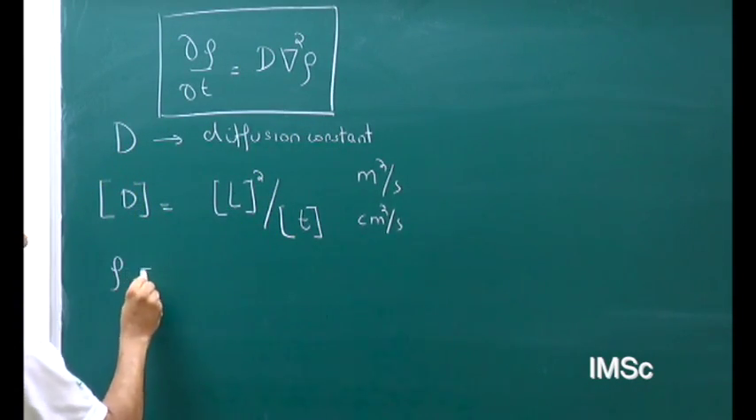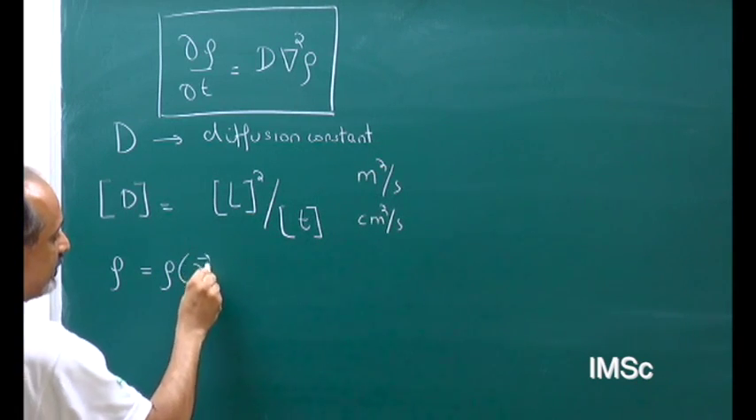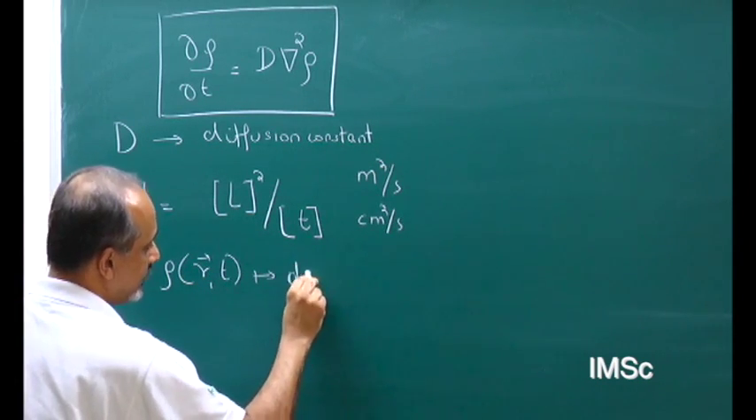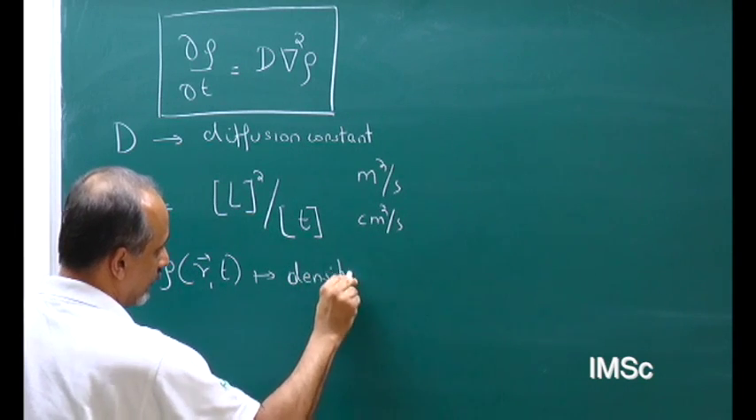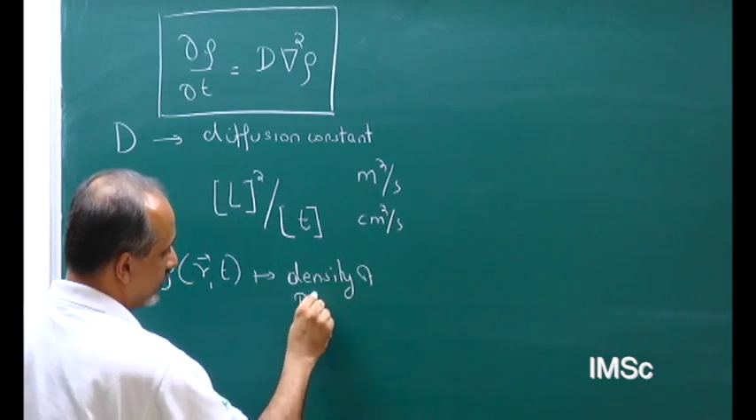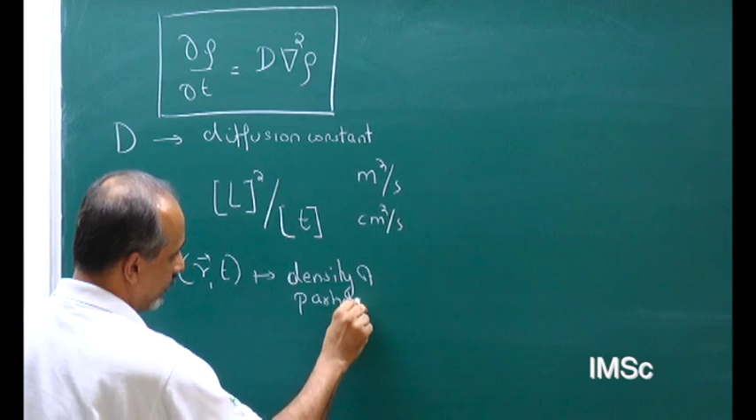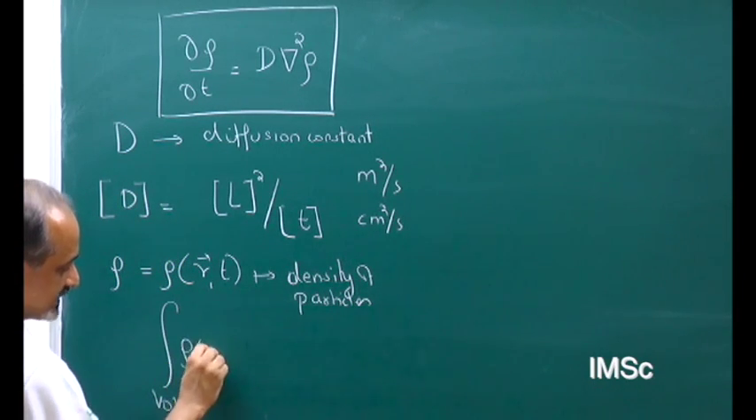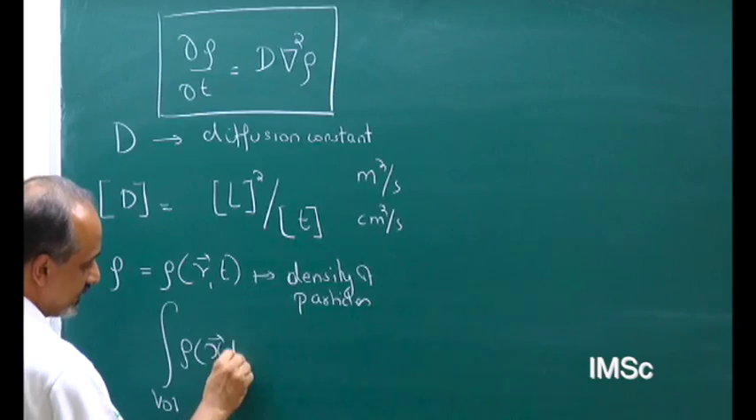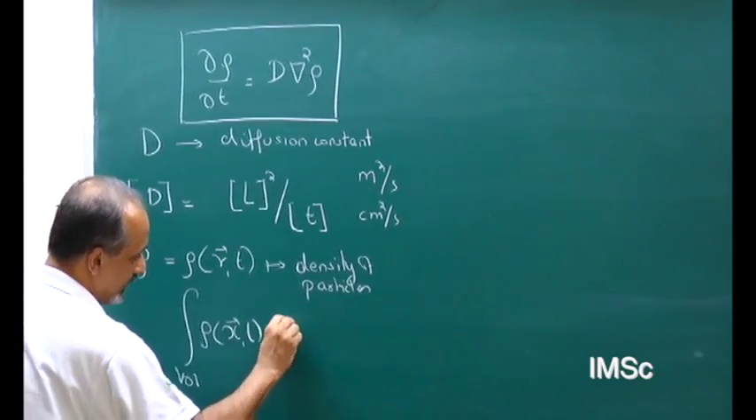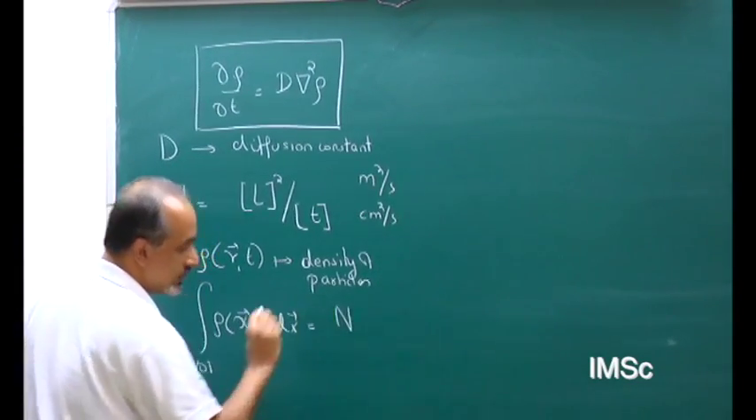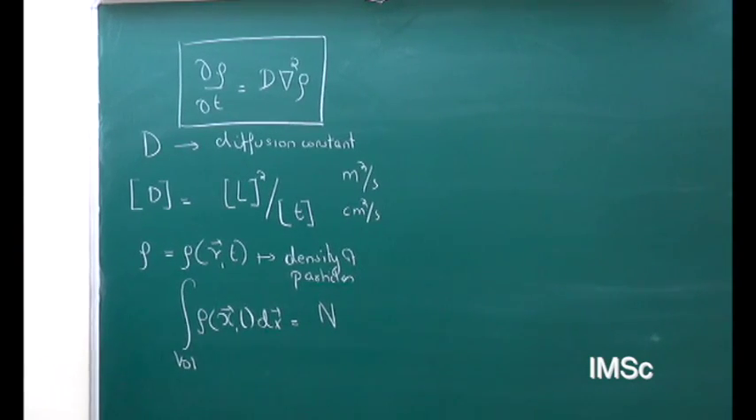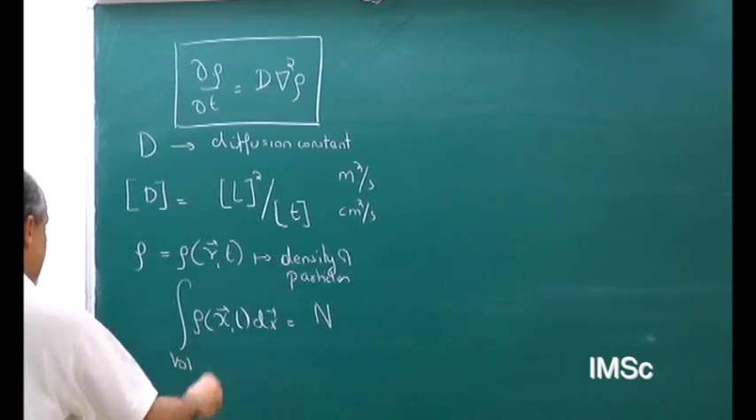ρ here is ρ as a function of space and time, which we interpreted as a density of particles. If you integrated ρ over the entire volume, so ∫ρ(x,t)dx, you got the total number of particles in that volume. Okay. So then we wrote this in some different ways.